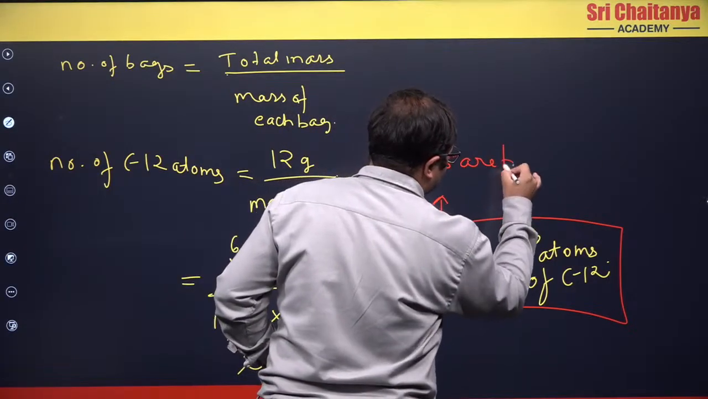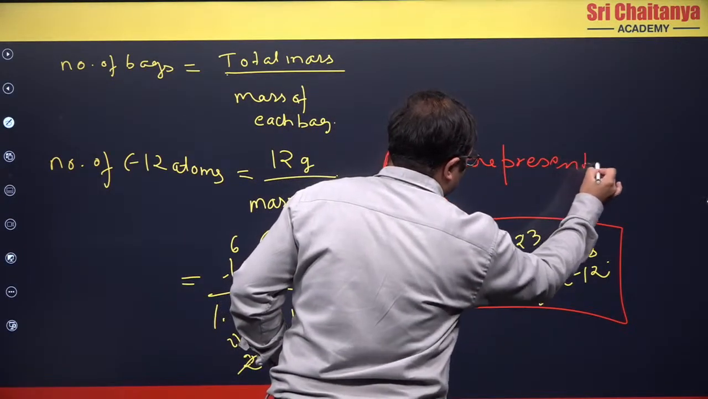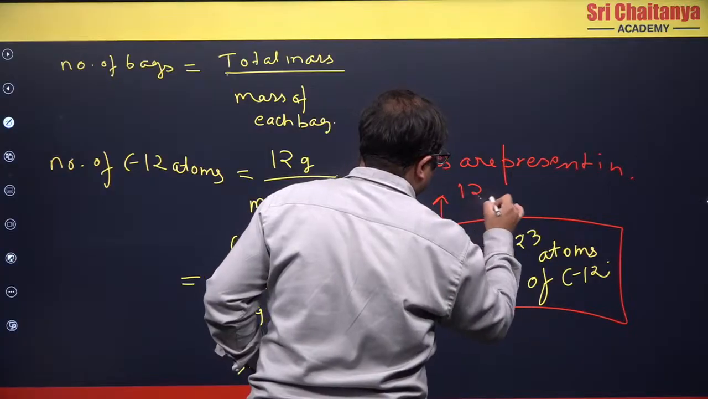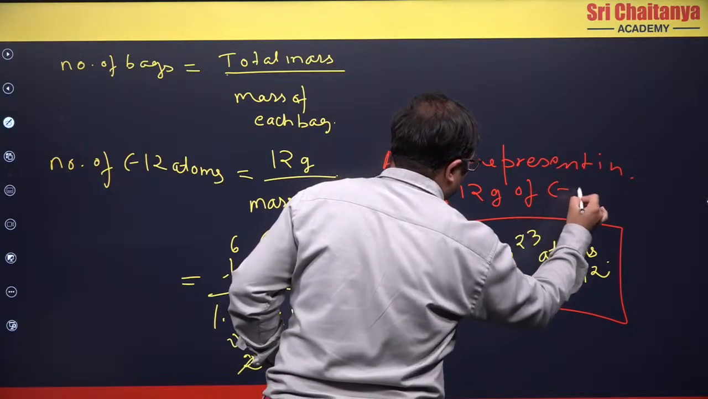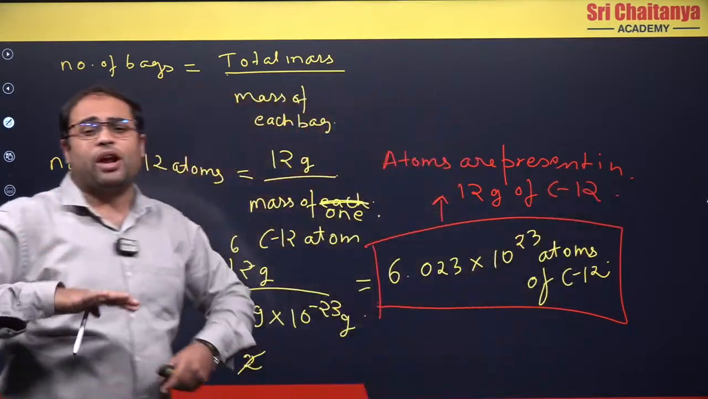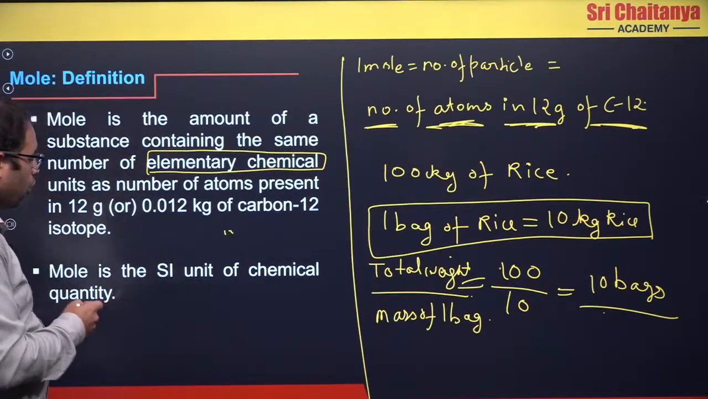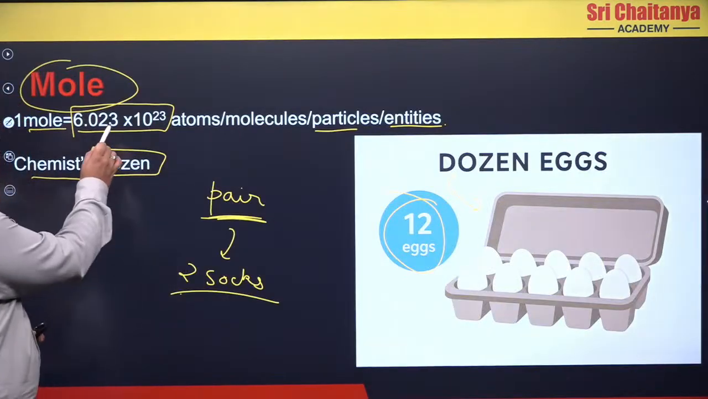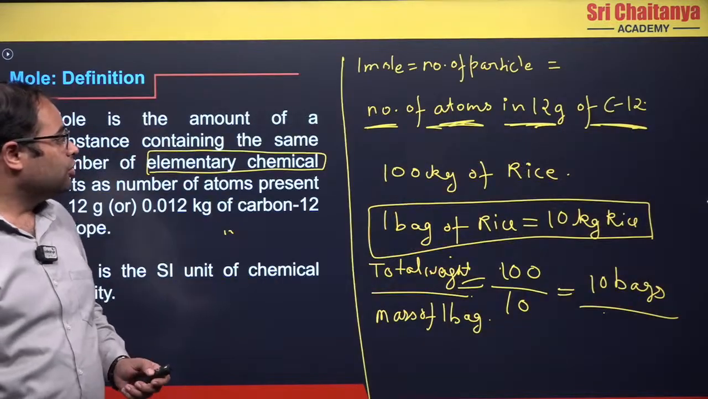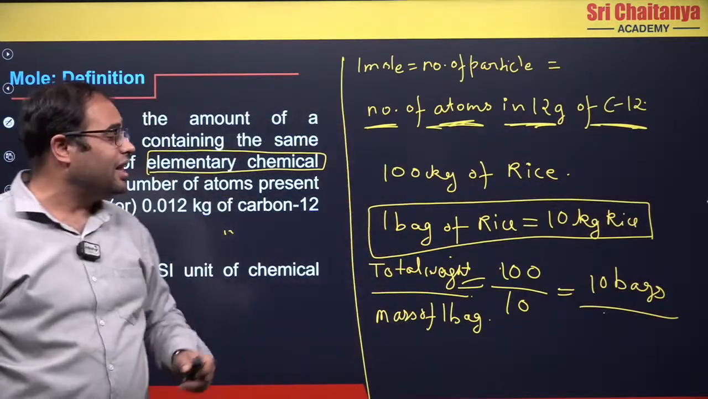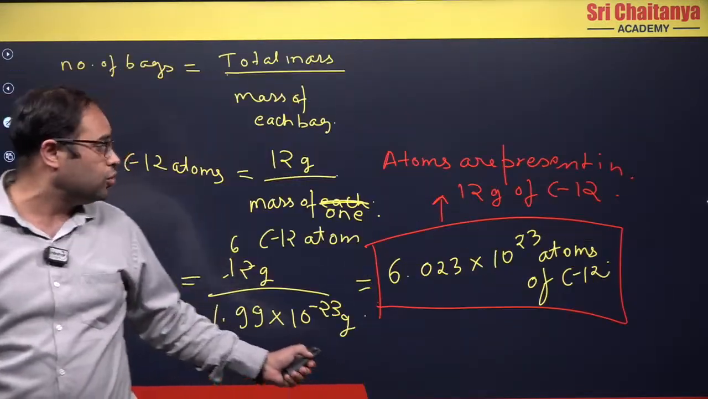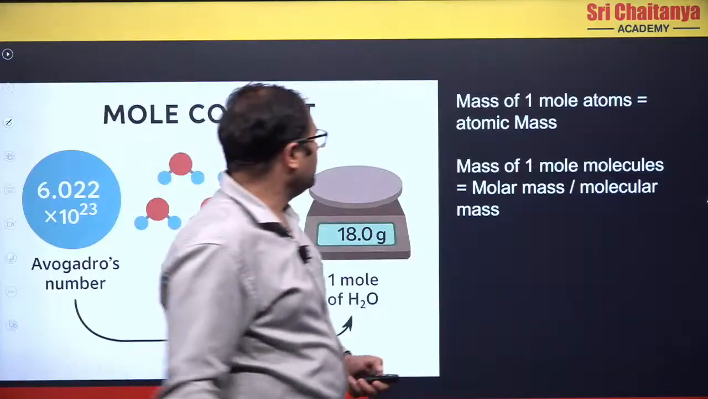Atoms are present in 12 grams of carbon-12, and no surprises here. This value is exactly the same as 6.023 × 10^23. So this is the origin and the original calculation through which the mole was calculated.